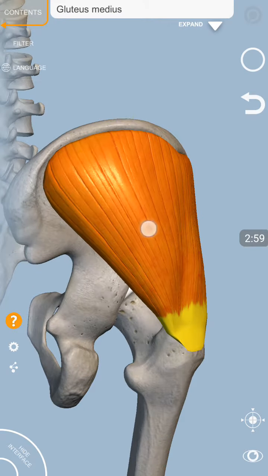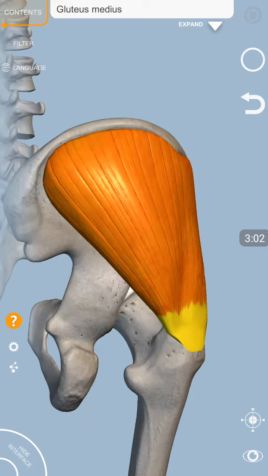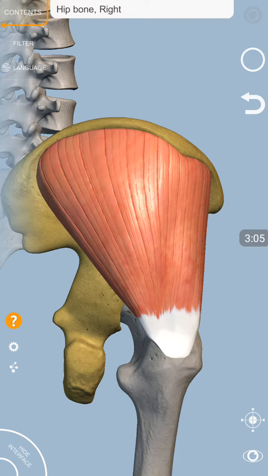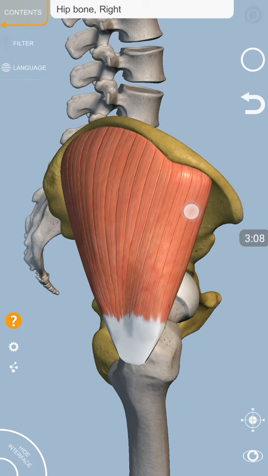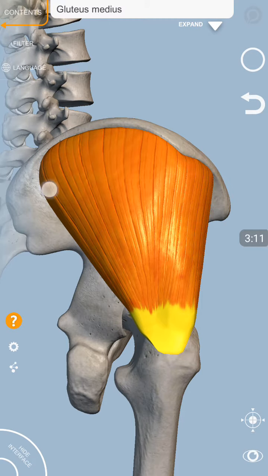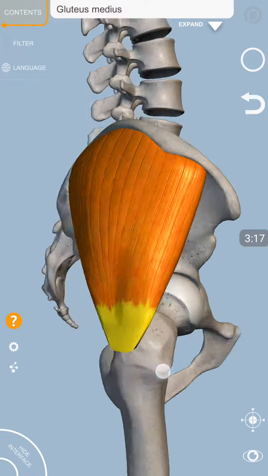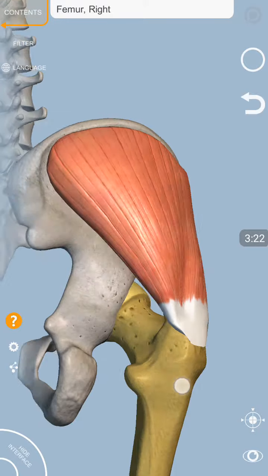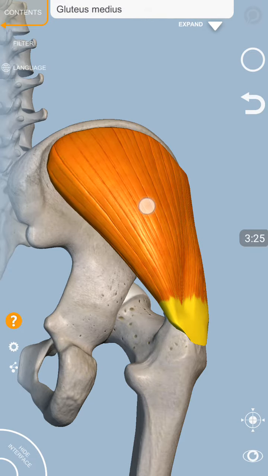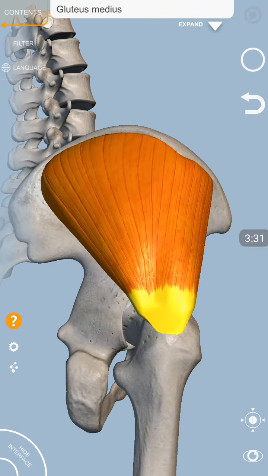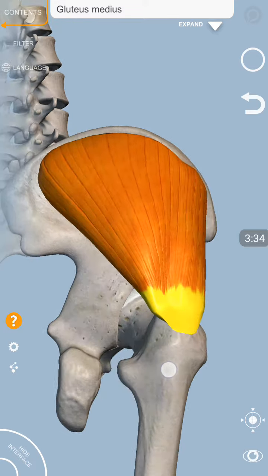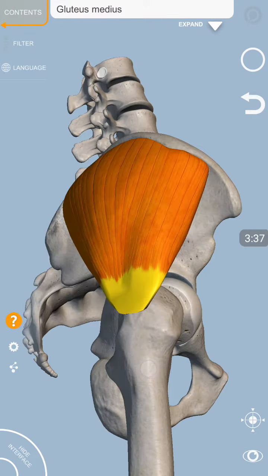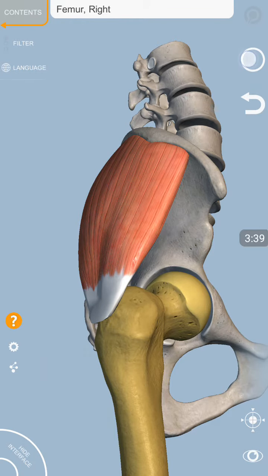Then comes the gluteus medius. Gluteus medius arises between the posterior gluteal line and the anterior gluteal line, and look at its insertion. It gets inserted into the greater trochanter of the femur on its lateral aspect. This muscle is supplied by the superior gluteal nerve, and when these muscle fibers contract, they produce abduction of the femur, plus they also produce medial rotation of the femur.